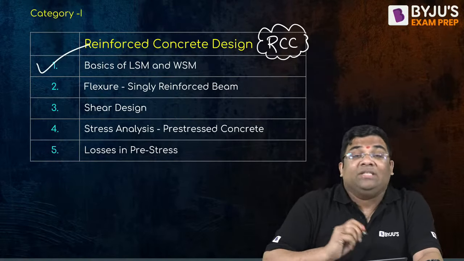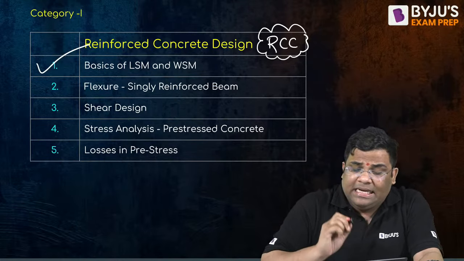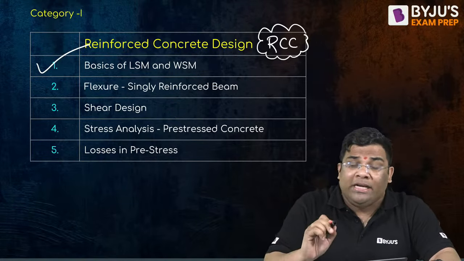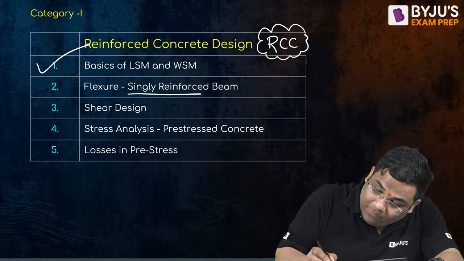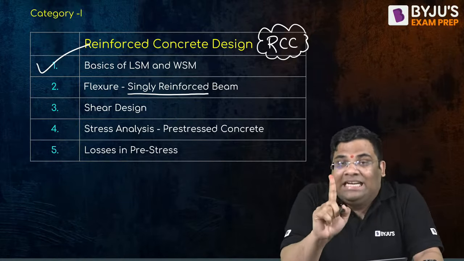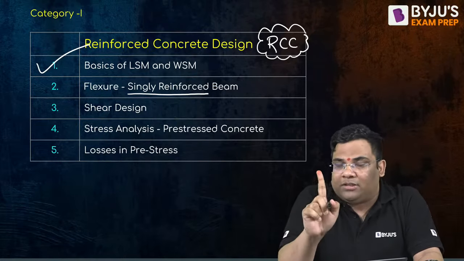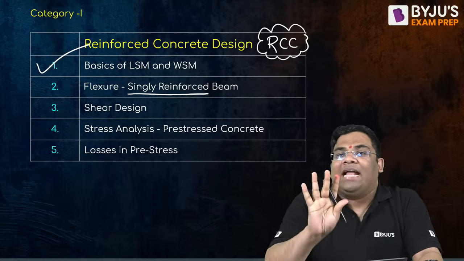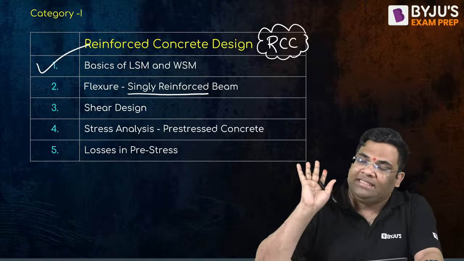Okay. Second one is flexure. In flexure, I have mentioned only singly reinforced beam. Only singly reinforced beam you should complete first. Don't go into doubly and flanged now. First you complete singly only.